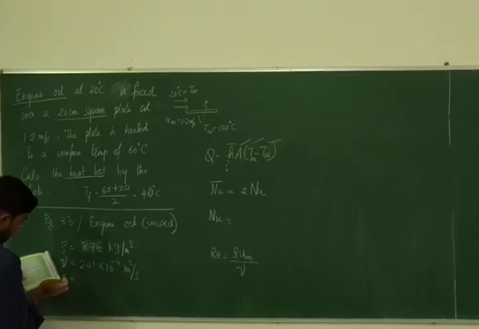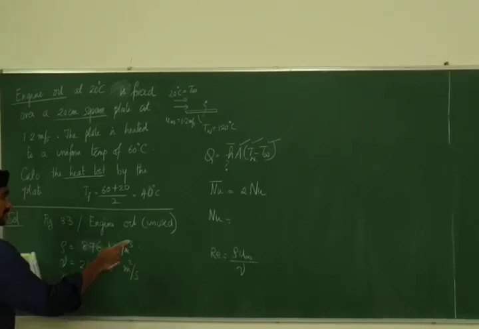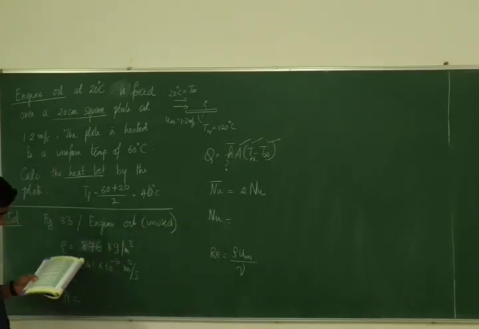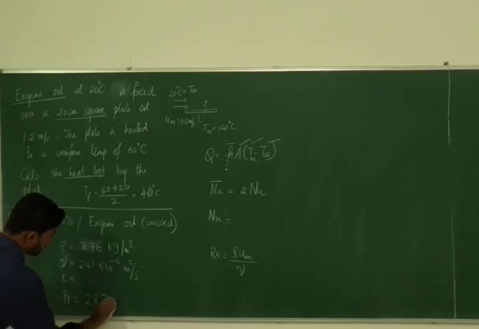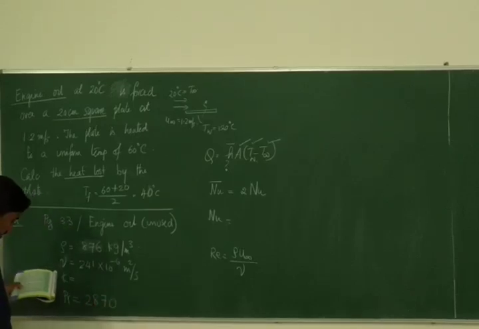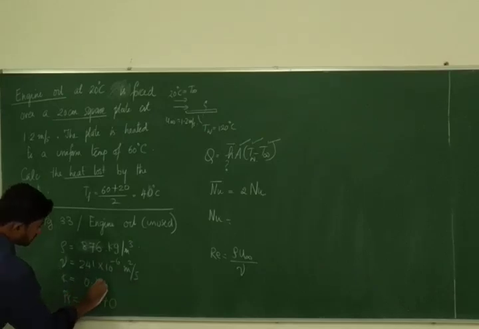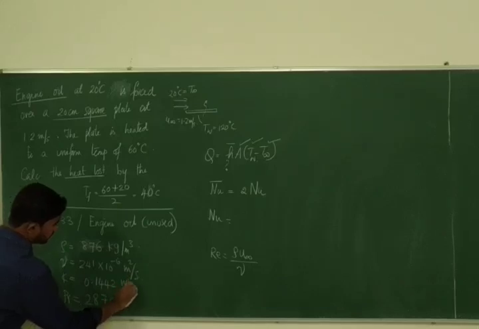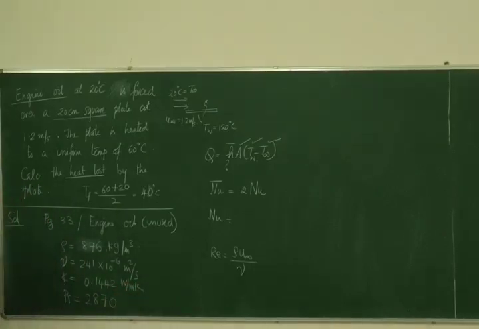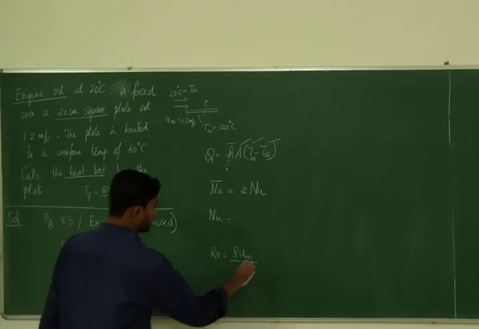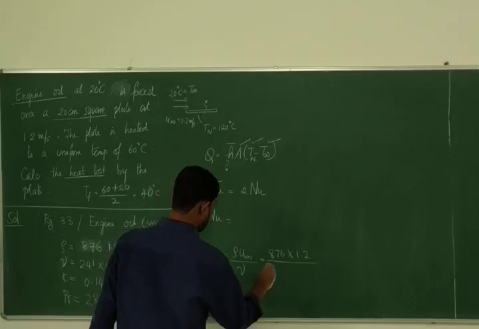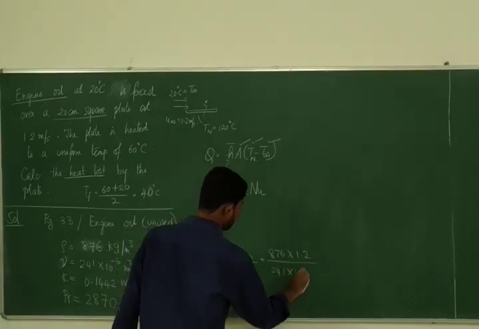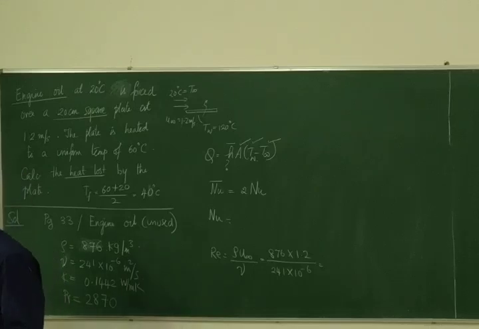And the thermal conductivity happens to be, but we'll also write the Prandtl number because the correlation for Nusselt number will have Prandtl number. So the Prandtl number is 2870, and K is 0.1442 watt per meter Kelvin. Prandtl number has no unit. Now first we find the Reynolds number, 876 into 1.2 divided by 241 into 10 power minus 6.